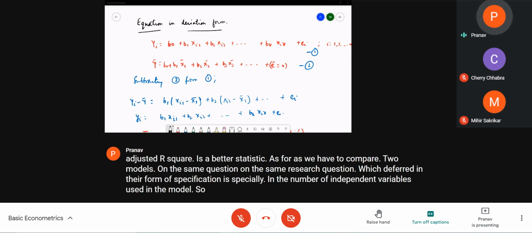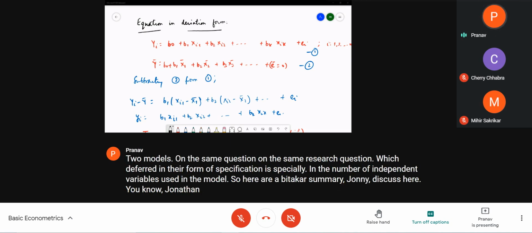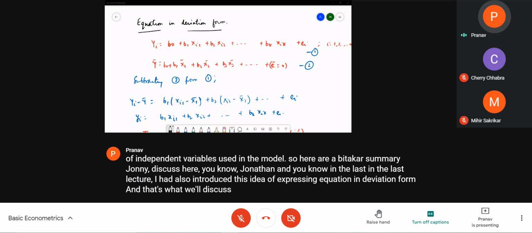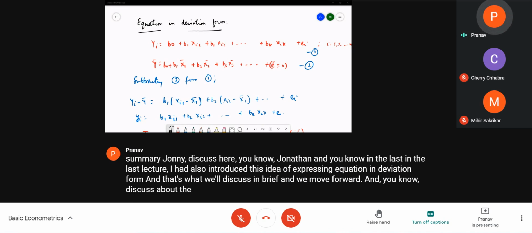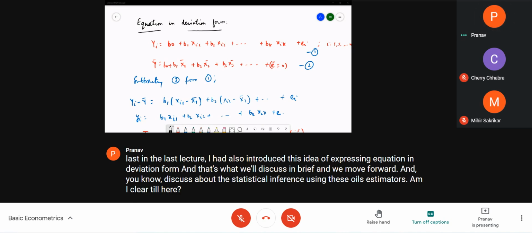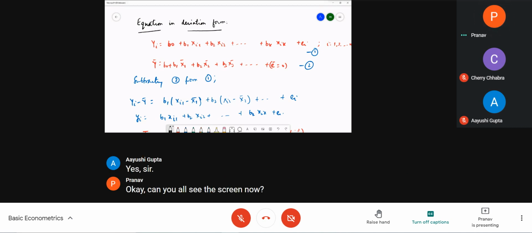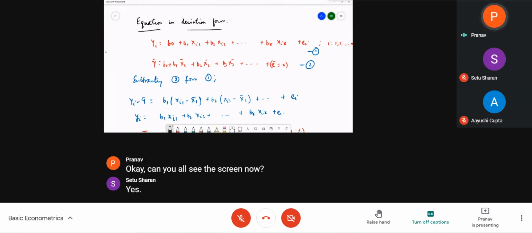So this is the summary of what we have discussed and read so far. And in the last lecture I had also introduced this idea of expressing an equation in deviation form, and that's what we'll discuss in brief, and then we move forward and discuss statistical inference using these OLS estimators. Am I clear till here? Yes, sir. Okay. Can you all see the screen now? Yes, sir. Okay, all right.